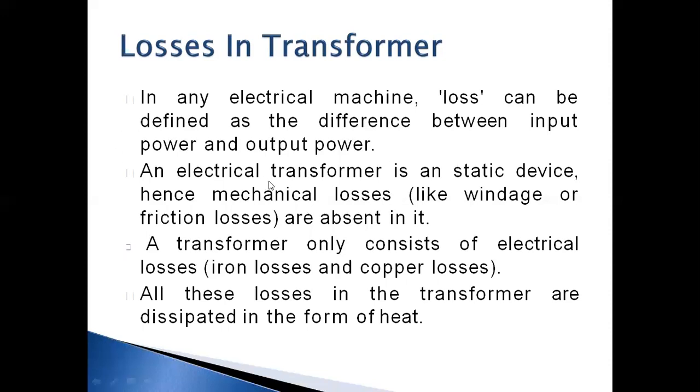An electrical transformer is a static device, hence the mechanical losses like windage and friction losses are absent in it. A transformer only consists of electrical losses, that is the iron losses and the copper losses. And all these losses of the transformer are dissipated in the form of heat.